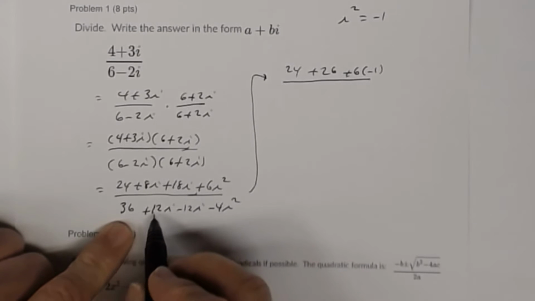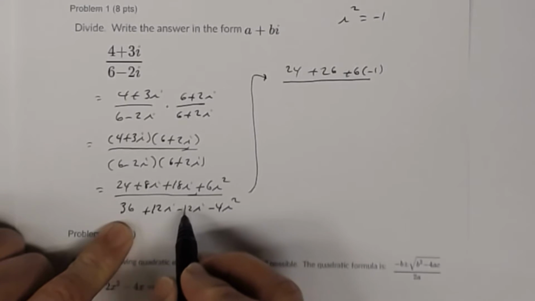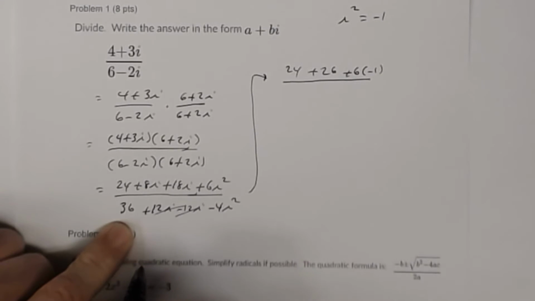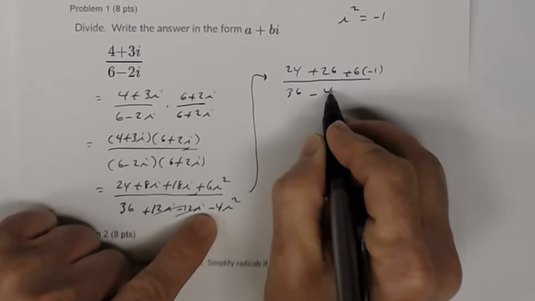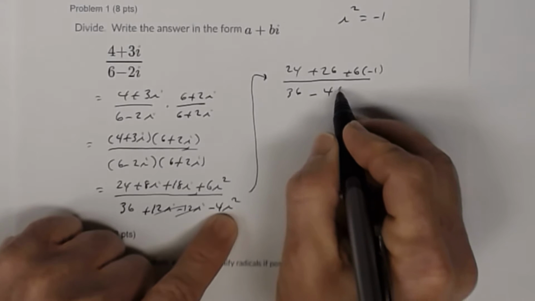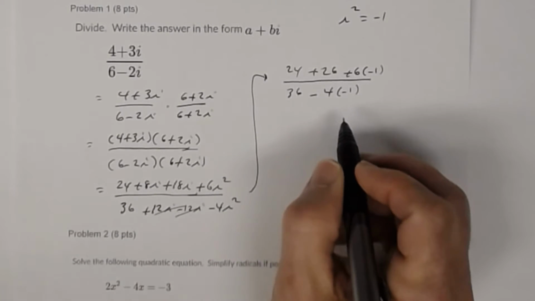In the denominator, remember we just discussed, the 12i and negative 12i are opposite. So when you add those up, you're going to get 0. And so I get 36 minus 4. And again, i squared is equal to negative 1. So I get minus 4 times negative 1.